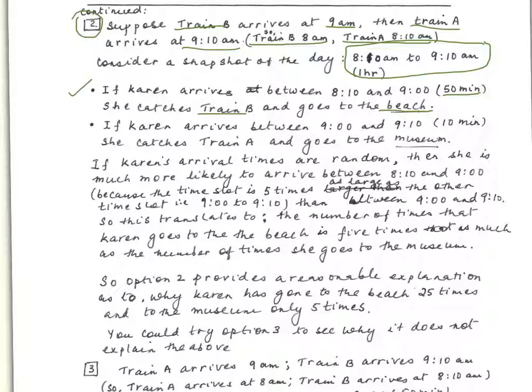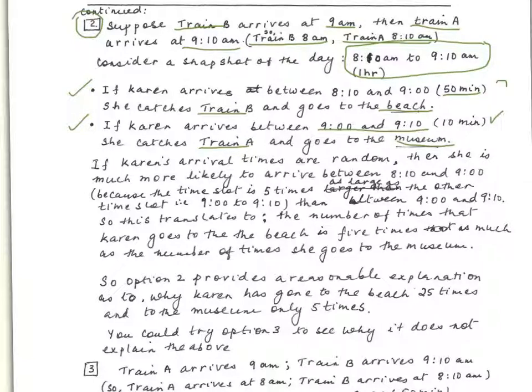Now remember that Karen's arrival time is random, so it's possible that she could arrive between 9 and 9:10. If that is the case, at 9 o'clock train B has left, so the only train that comes next is train A. So if she arrives between 9 and 9:10, which is a 10-minute time slot, then she is going to catch train A that'll take her to the museum.